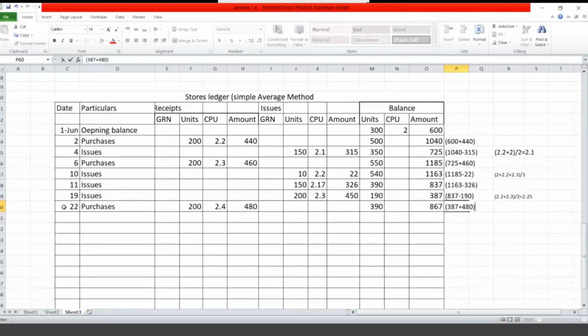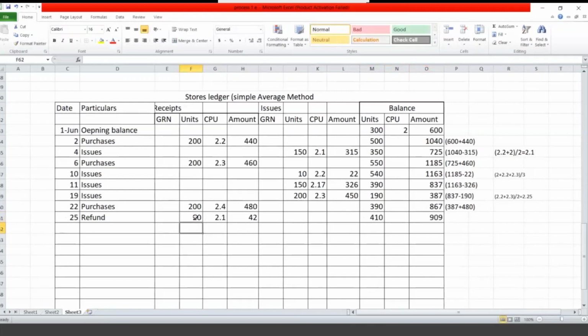Now move on to the next transaction after 22nd. It is on 25th. On 25th there was some refund. Already in the last problem we did refund. Refund in the sense, nothing but it can be treated as purchases only or receipt only. How many units? 20 units. How much? 2.1. Then what is the amount? 42. Now 390 plus 20, 410. 867 plus 42, that is 909.